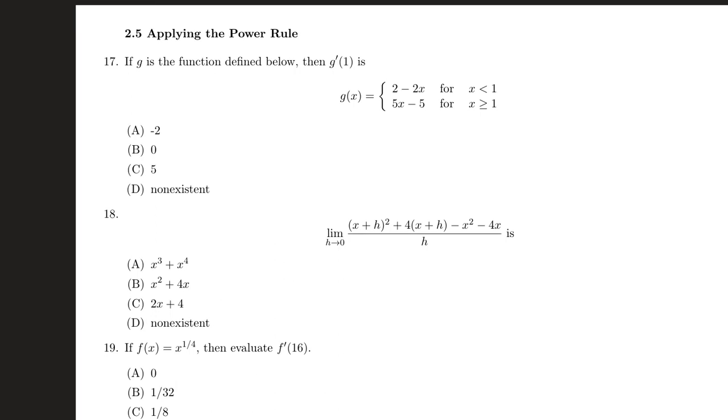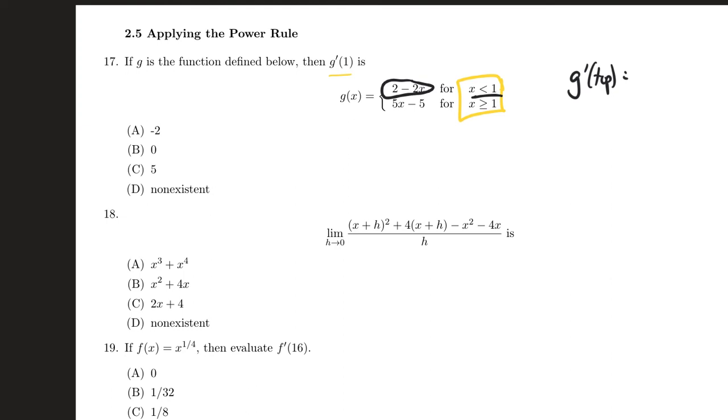All right, this one is about the power rule. If we have this piecewise function, what is g prime of 1? Piecewise functions are always a problem when you switch rules. For this one, if we take the derivative to the left of 1, we're taking the derivative of this function. That's not correct notation, but just saying.